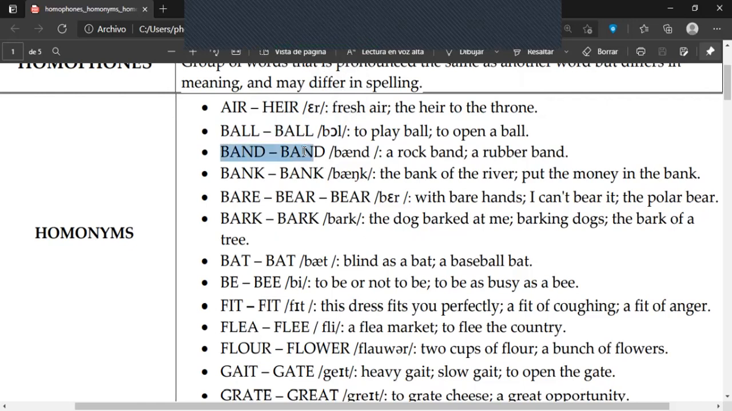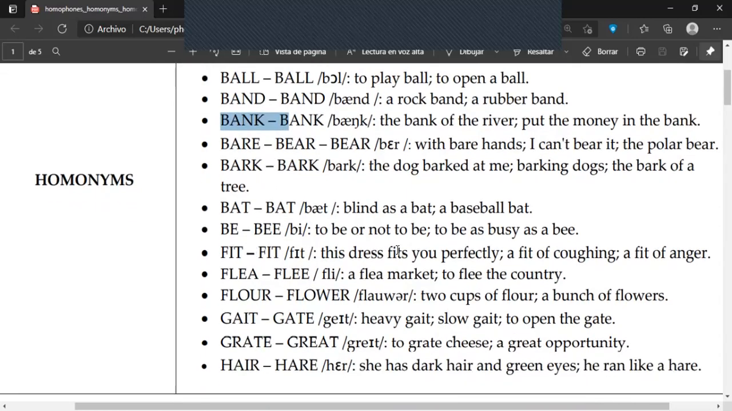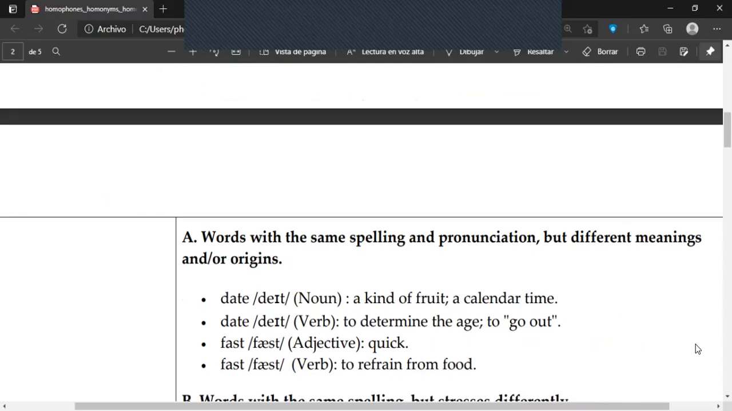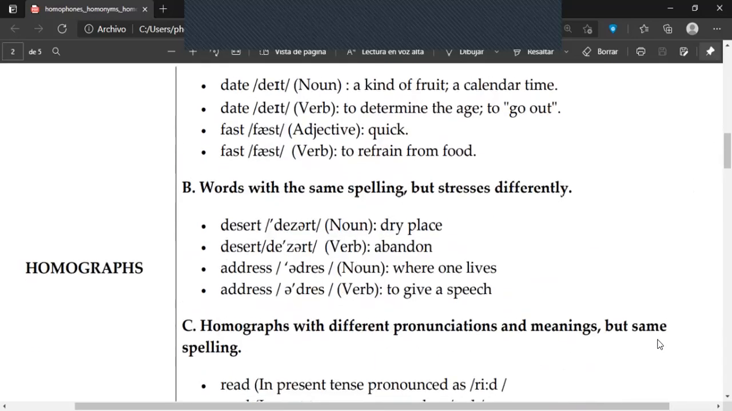Then you have band. The definitions are here. A rock band is like a group of guys who play some music. And the rubber bands, I mean those elastic bands that you use for different matters. And so there you have more and more homonyms, but I want you to focus on homographs.